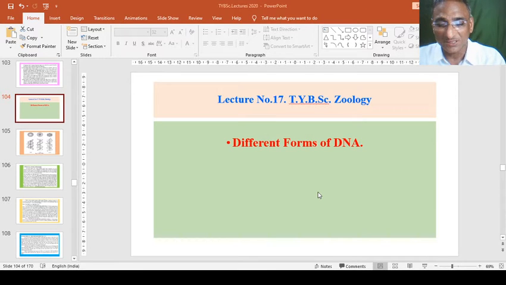So we have seen the structure of DNA till now: what the purines and pyrimidines are, what the phosphate bonds and phosphate sugars are, and this link we have already studied. Now we will see different forms of DNA, meaning the arrangement of DNA that is quite compressed, or relaxed, or somewhat randomly scattered.